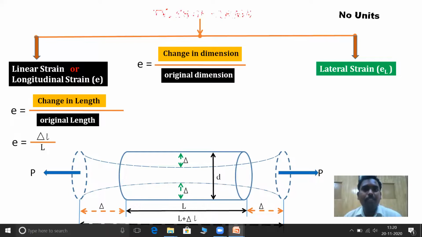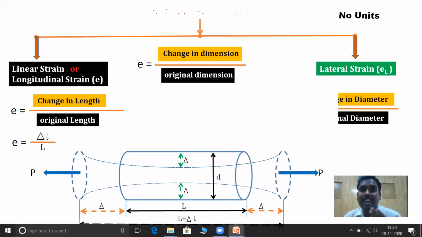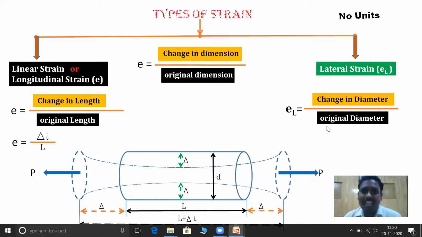Students, we are left with another dimension, that is diameter. If I take diameter as a reference, then it becomes a lateral strain. So once again, the formula is EL is equal to change in diameter divided by original diameter. See students, once again, it's very clear. Whenever you are asked the definition of a strain, you are supposed to take change in dimension to original dimension. If you are asked the definition of a lateral strain, you are supposed to take diameter as a reference.